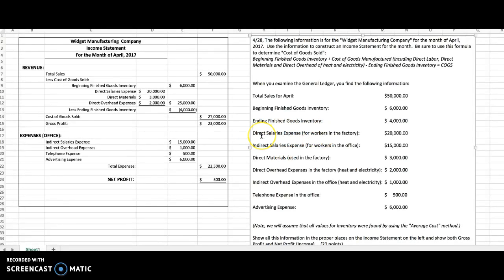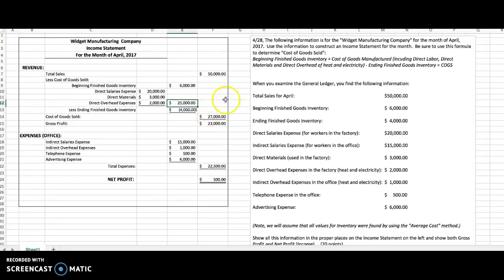Direct salaries expense. Well, that would be labor, wouldn't it? Direct salaries expense for the workers in the factory, 20,000. So we plug that in, 20,000. Direct materials, 3,000. And I give you that over here. Direct materials used in the factory, 3,000. And then the direct overhead of 2,000. Direct overhead expense in the factory, heat and electricity would be 2,000, and we have that plugged in. So when you add up those three, you end up with 25,000.